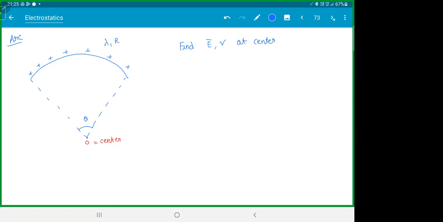Potential is easy. It is a scalar quantity. You can directly just do KQ by R. Field is interesting. Try.